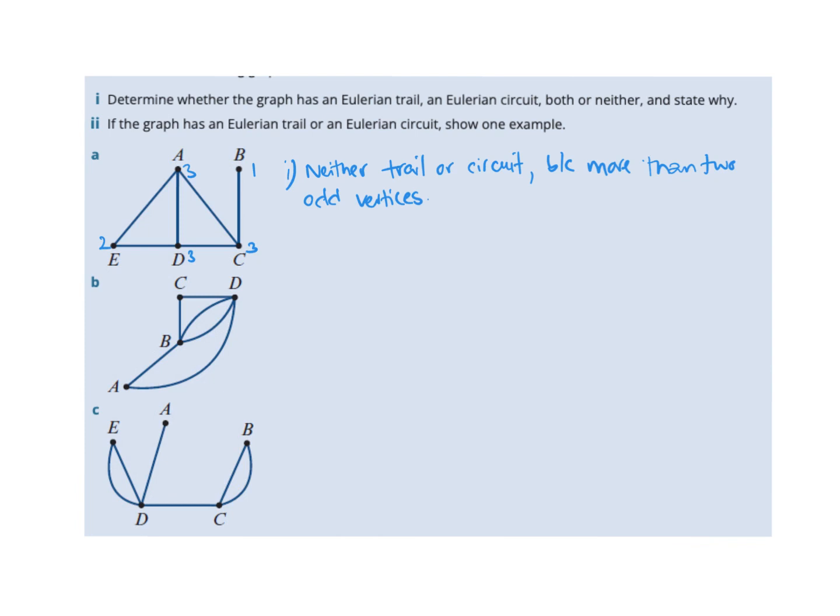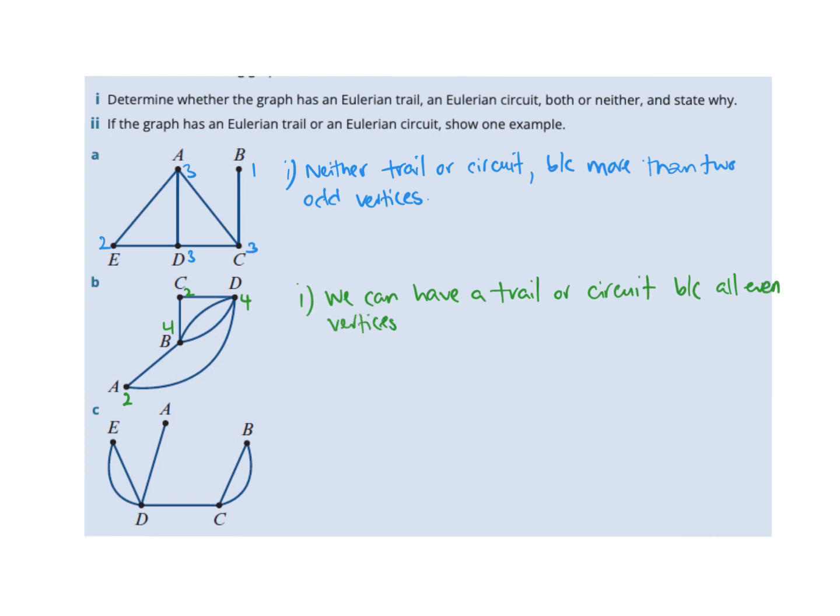So let's have a look at the next one. I'll just do it in a different color so you're not getting confused. So this one's 2, the degree of D is 4, the degree of A is 2, and the degree of B is 4. So what can we have for this one? We can have a trail or circuit because all even vertices.